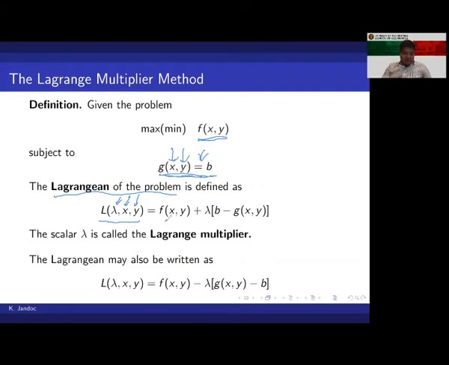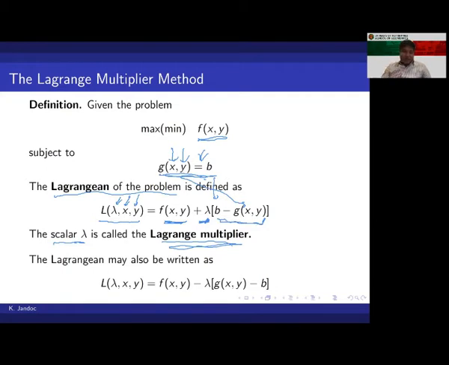The Lagrangian is defined this way. It's the objective function f of x and y, plus lambda times the constraint, b minus g of x and y. So you have b here, and you have minus g here, and then you multiply that by a parameter lambda. This scalar lambda is called the Lagrange multiplier.